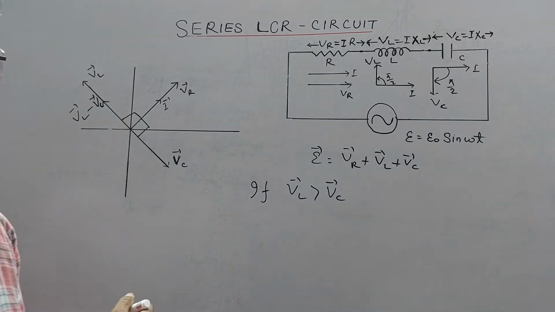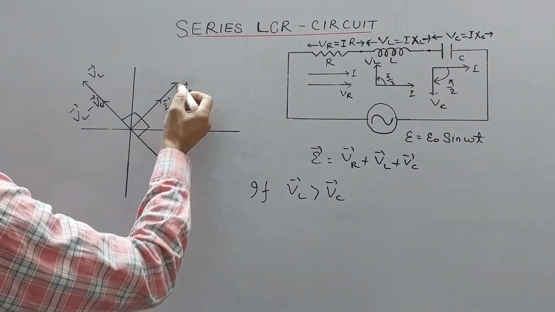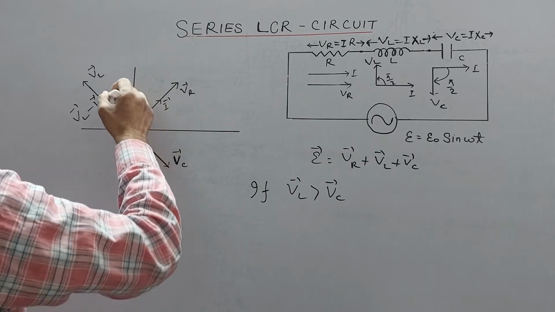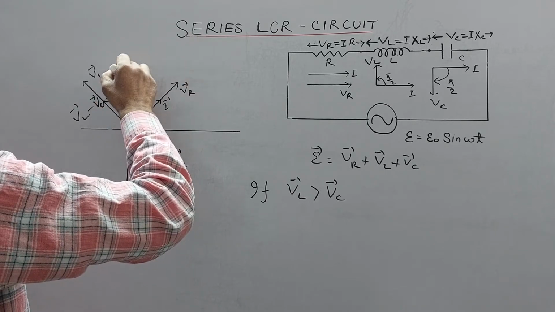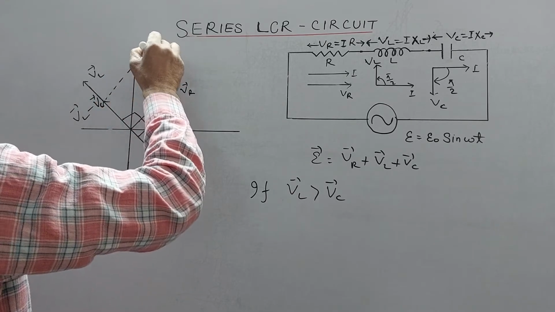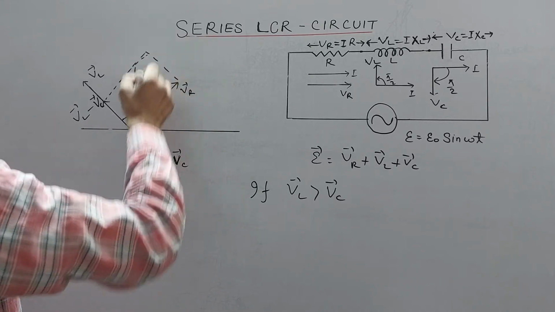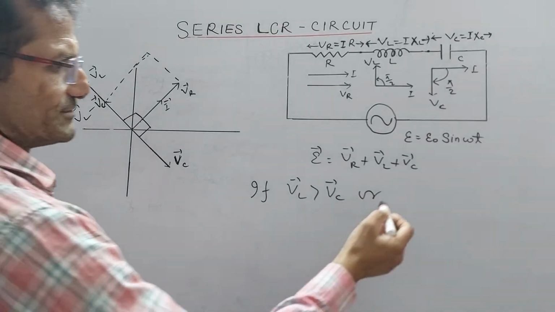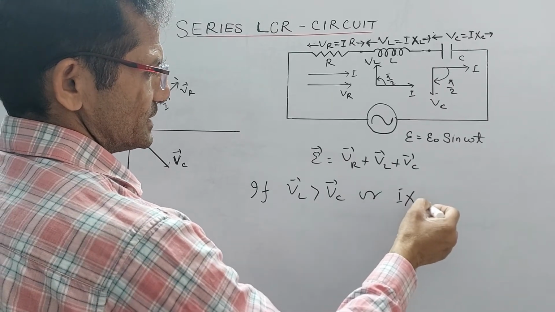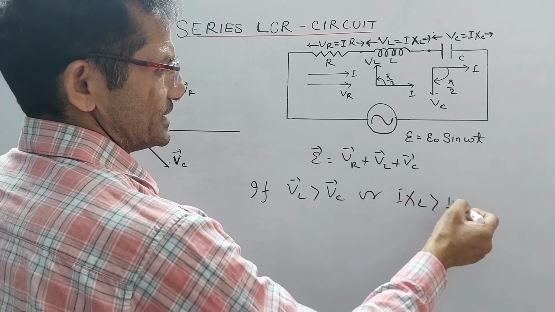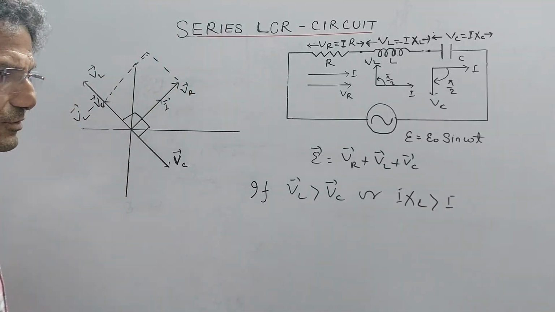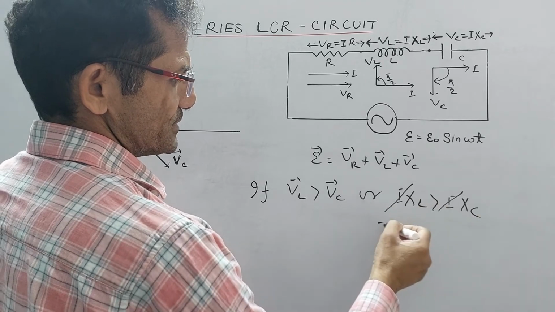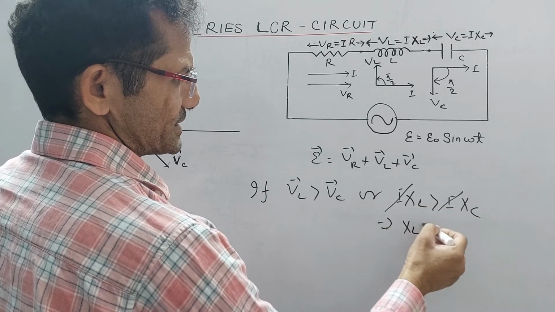So the resultant of VR and VL minus VC, by using the law of parallelograms, we make a parallelogram here, which would be this. These are the vectors. So here, if VL has the value I into XL greater than I times XC, by using Ohm's law, I would be cancelled out from here, XL greater than XC.